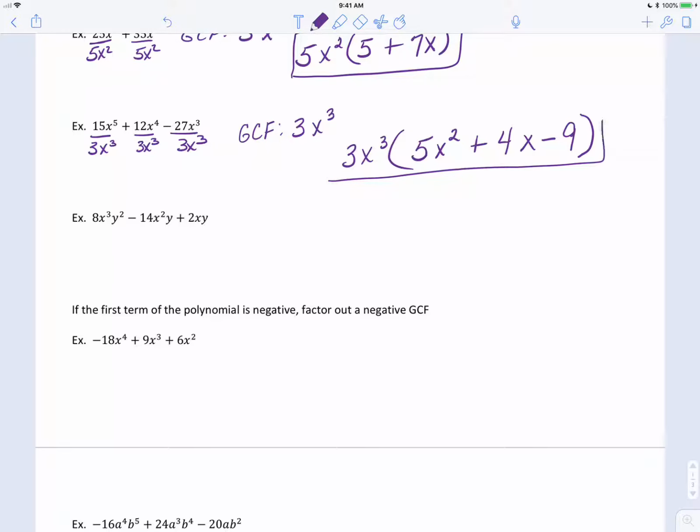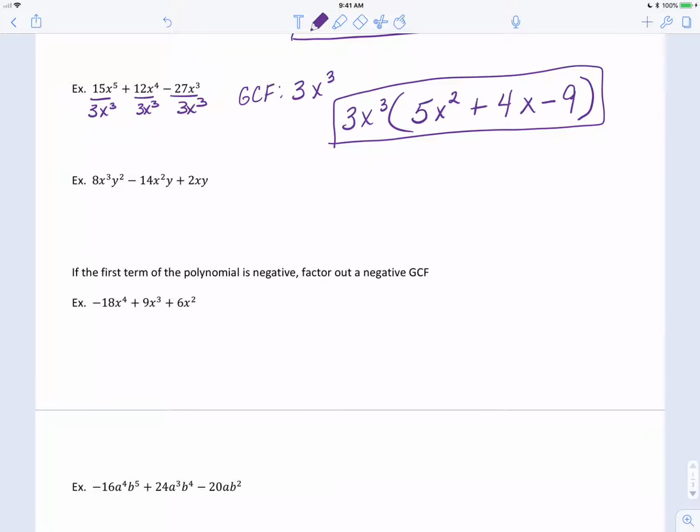So make sure you check those answers by multiplying it back out, distributing that 3x cubed back out, and making sure you come up with the original expression. Okay, so look at this crazy one. We've got 8x cubed y squared minus 14x squared y plus 2xy. Okay, so let's just take one step at a time.